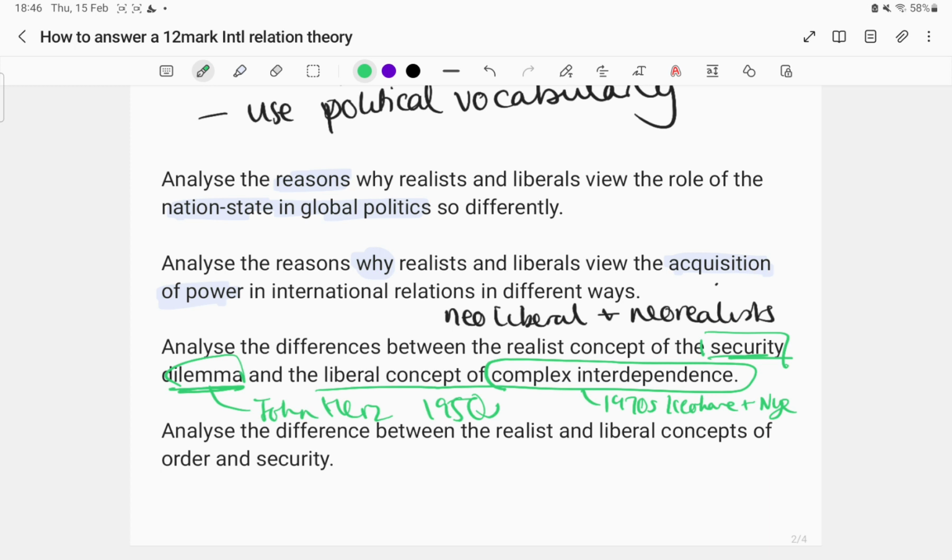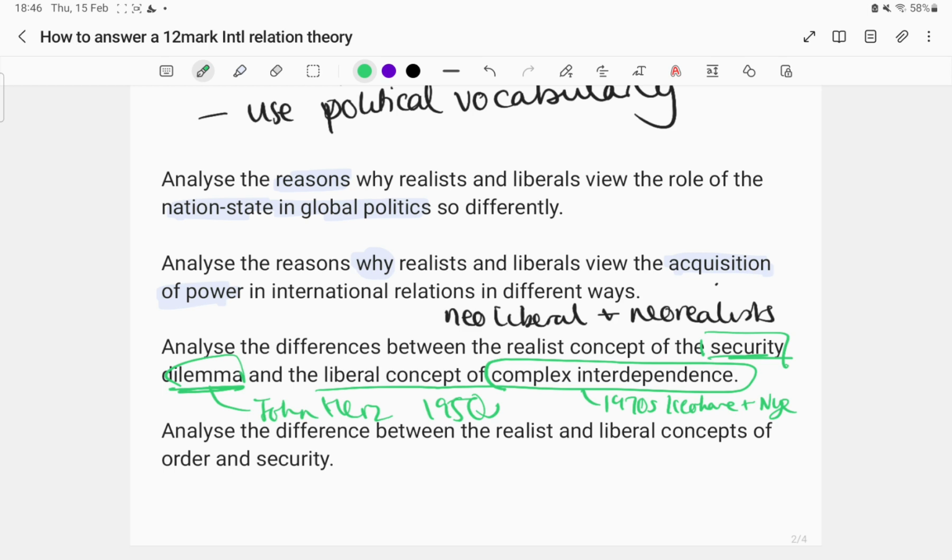Why do realists believe in the security dilemma? Why don't liberals believe in the security dilemma? Why do liberals believe in complex interdependence? Why are realists quite skeptical of that?